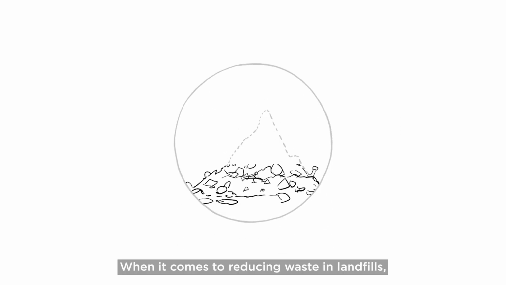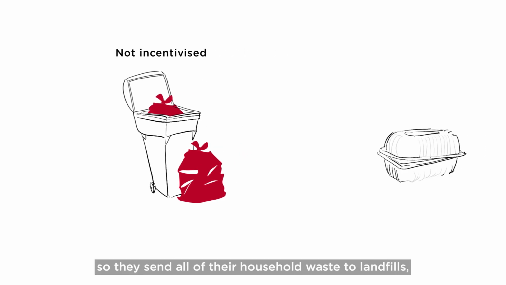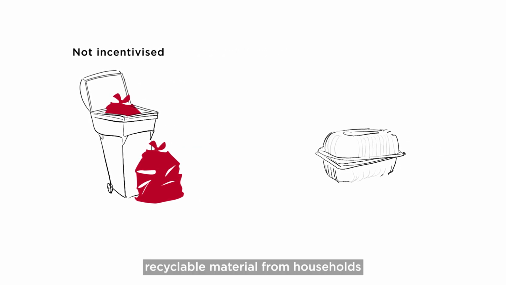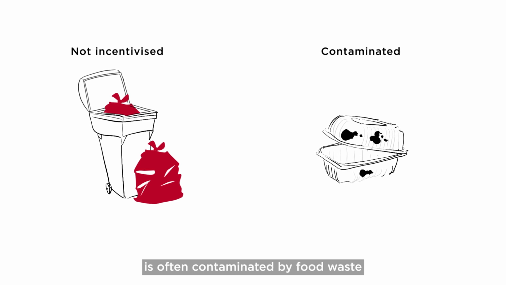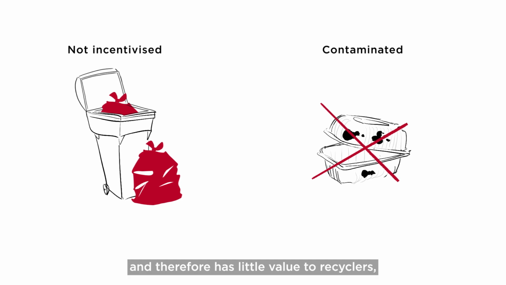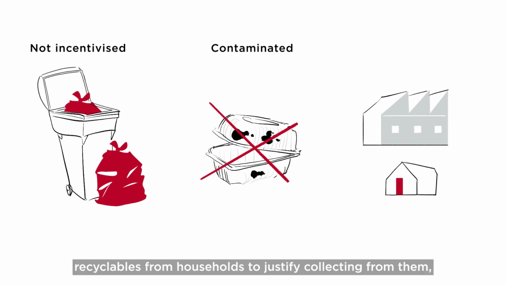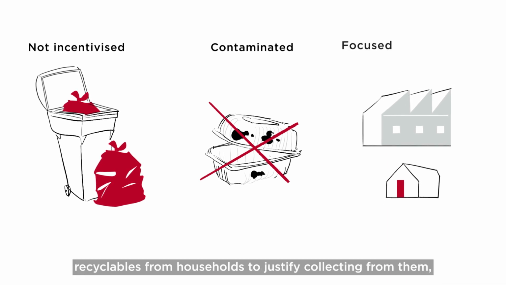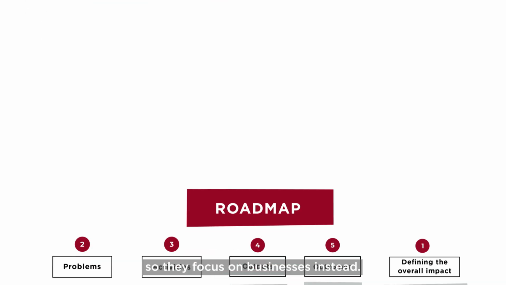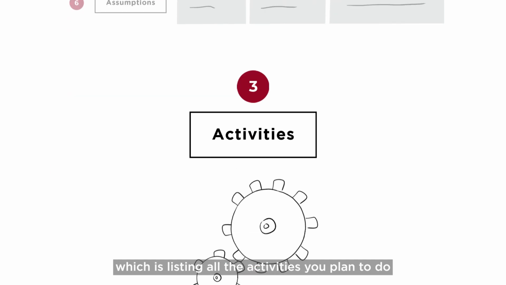When it comes to reducing waste in landfills, some of the problems could be that many households in country A are not incentivised to recycle, so they send all of their household waste to landfills. Recyclable material from households is often contaminated by food waste because it is not sorted from compost and therefore has little value to recyclers. And recycling companies don't receive enough recyclables from households to justify collecting from them, so they focus on businesses instead.